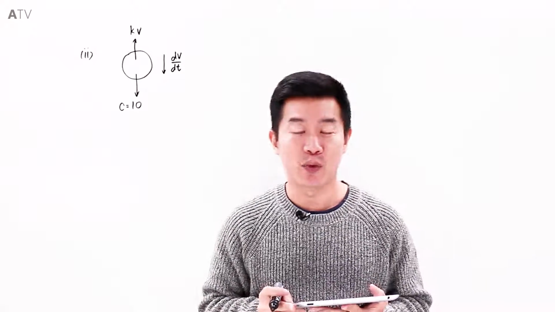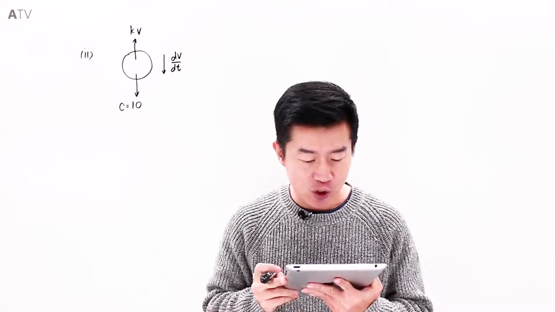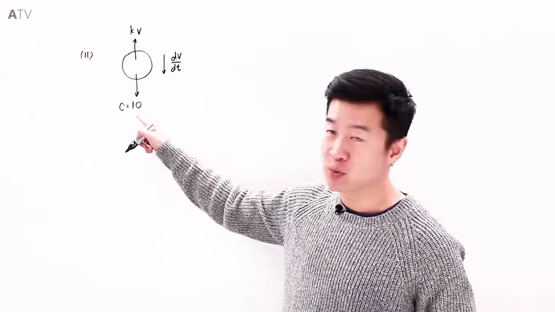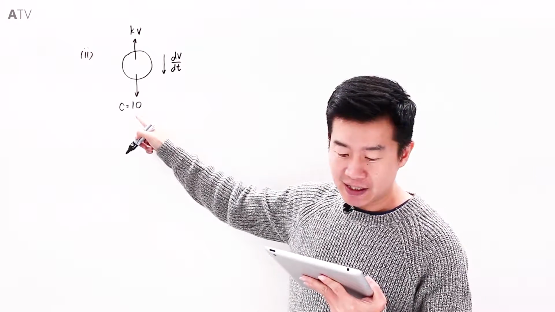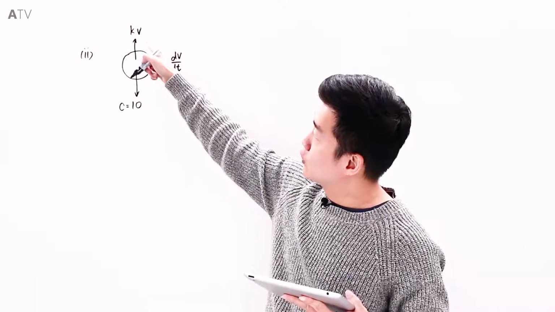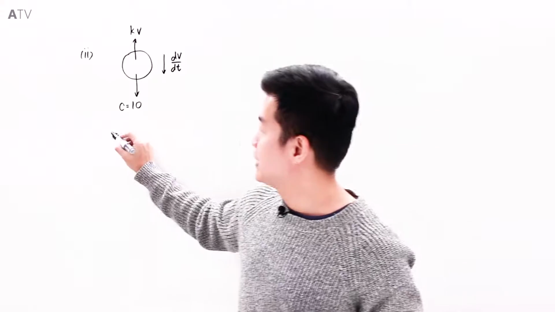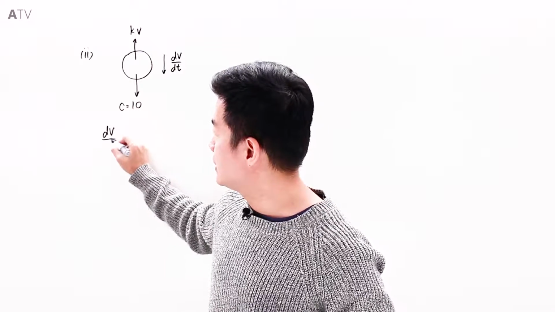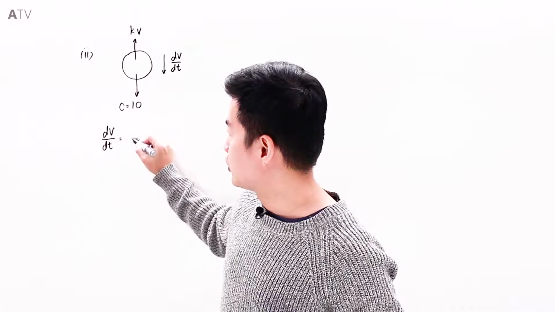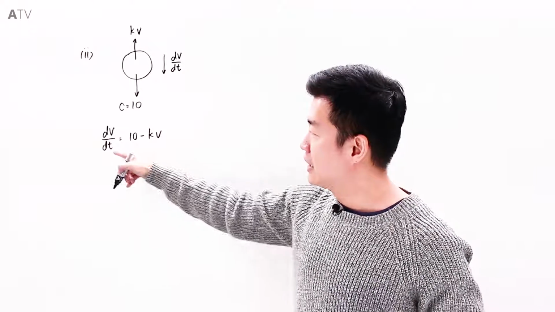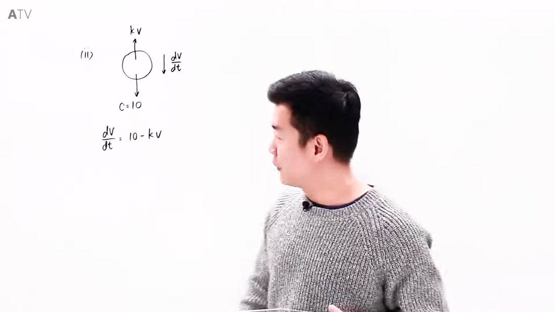And now we are given that the rate of change of v is going to be the difference between the value of c that is found in the previous part, which we found to be equal to 10, and an amount that is proportional to v, and the constant of proportionality is k, which means that dv/dt is going to be 10 minus kv.